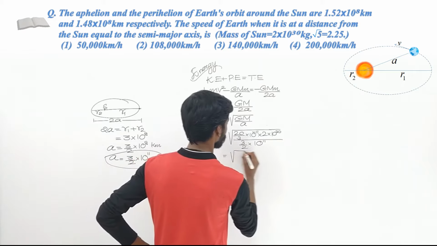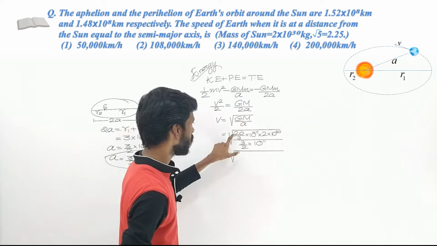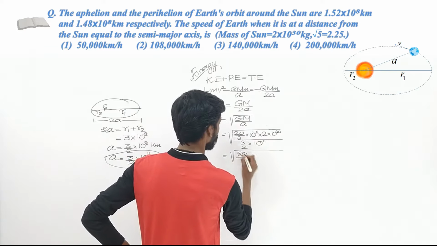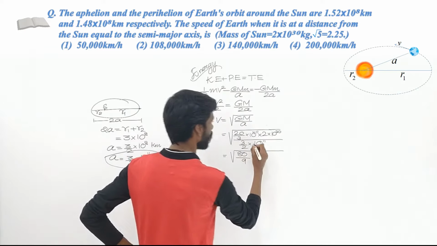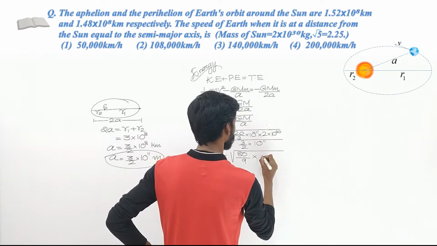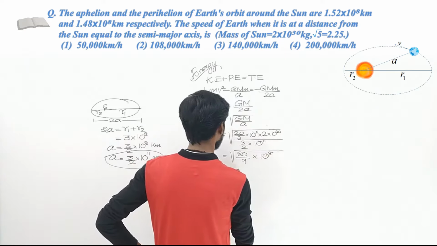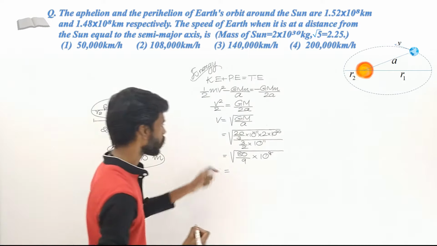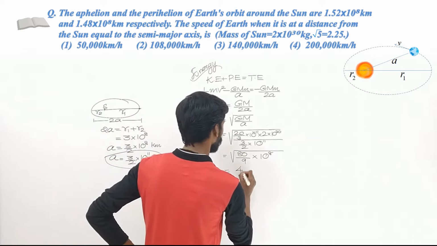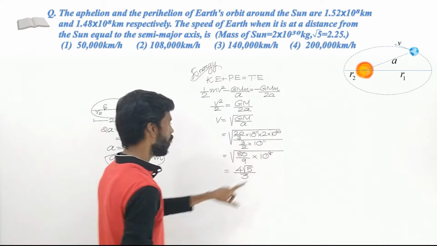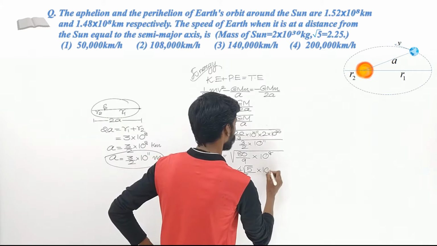So that equals 20 times 2 multiplied by 2, that is 80, divided by 9 multiplied by 10 to the power 30, here 22, 30 minus 22, that is 10 to the power 8. So this will give you the value. 80 can be written as 16 multiplied by 5, so that can be written as 4 root 5 divided by 3 times 10 to the power 4.